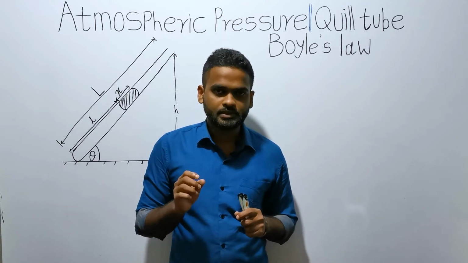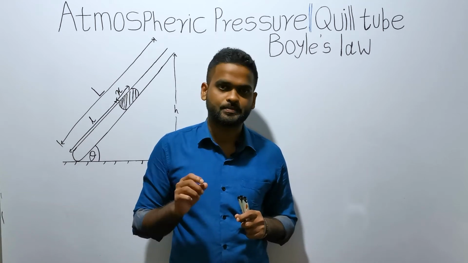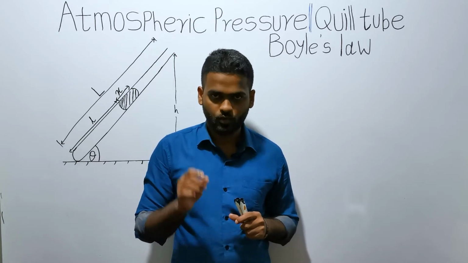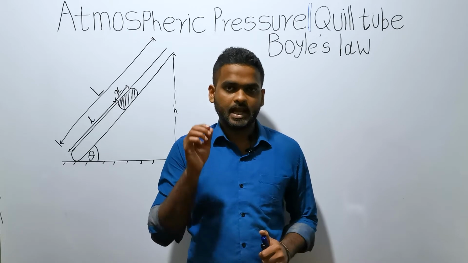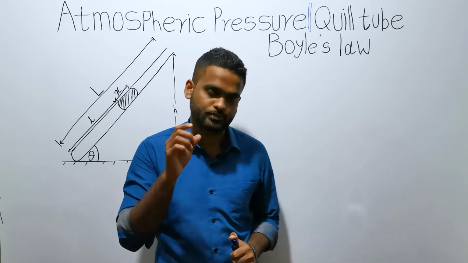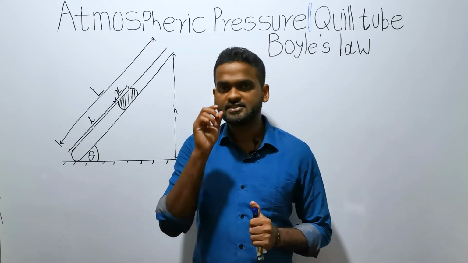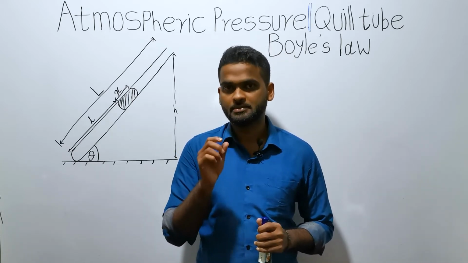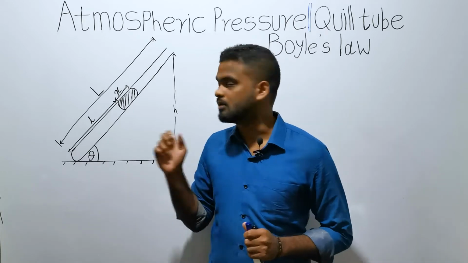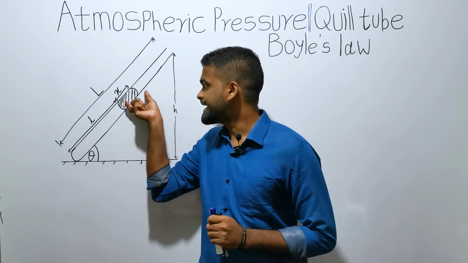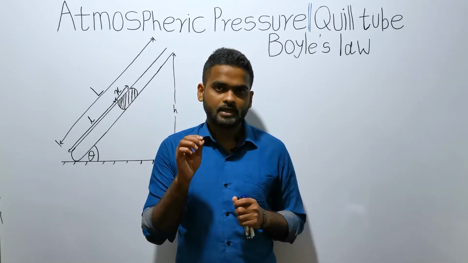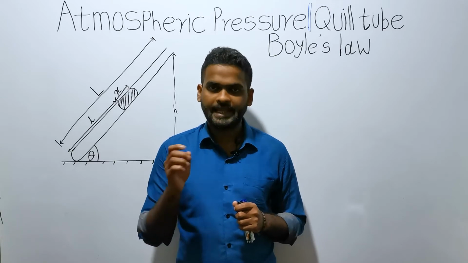Using a Quill tube, we can find the atmospheric pressure, and it can also be used to verify Boyle's law. The Quill tube is a glass tube with thin walls. Its length should be about 1 meter and its diameter should be about 2 millimeters, and it should also contain a mercury column that is about 10 centimeters in length. I will explain the preparation of the Quill tube later.